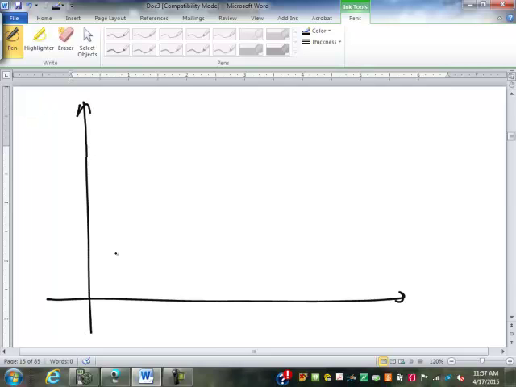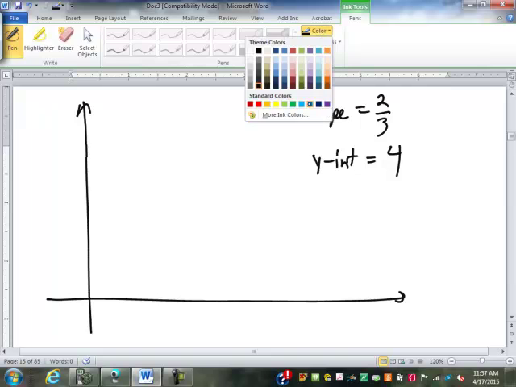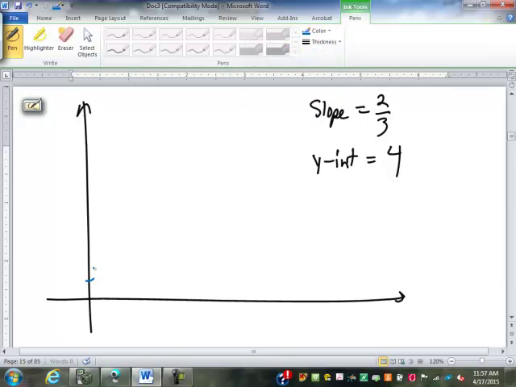For example, if I were to tell you that I have a graph with a slope of 2/3 and a y-intercept of, well, let's go 4. We know that on the graph itself, that means we start at 4. And from there, we use the slope. We go down to over 3. And our line goes through those points. The question is, what do they mean?